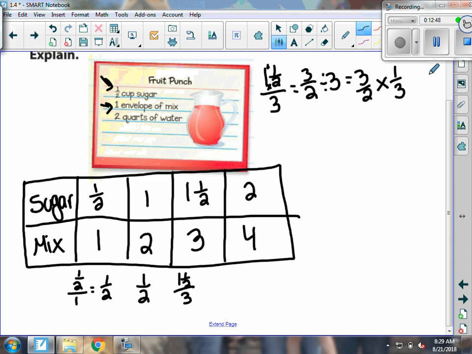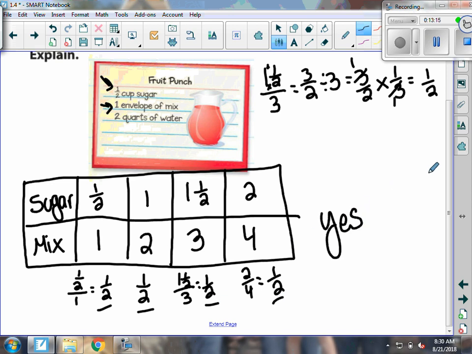Can I reduce anything? Yes. The 3 and the 3 can both be divided by 3. So when I do that, I'm left with 1/2 times 1 over 1, which is equal to 1/2. And our last one, 2/4. Both of these could be divided by 2, so it simplifies to 1/2. So is this proportional? Do our fractions all equal the same? Yes, it's proportional.